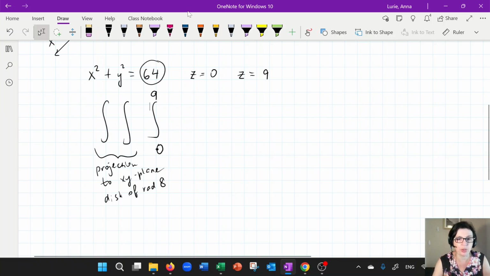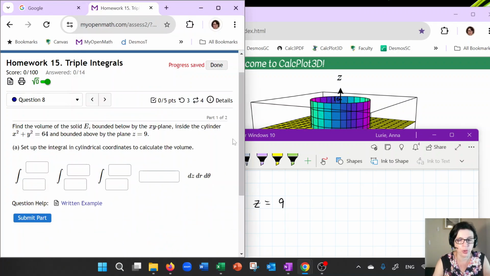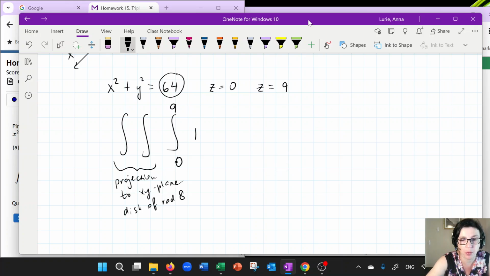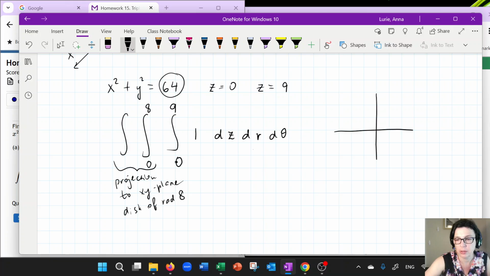Now, because you are computing a volume, anytime it says compute the volume, you are integrating 1. So this is just going to be 1, and then we go dz, and then dr d theta. What remains is just to set up the dr d theta, but because we're integrating over a disk with radius 8, it's very easy to set it up. Remember, in polar coordinates, r is going to go from 0 to the radius. So this is a circle of radius 8.